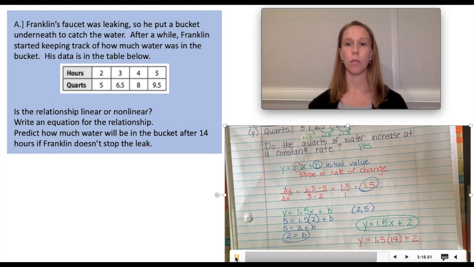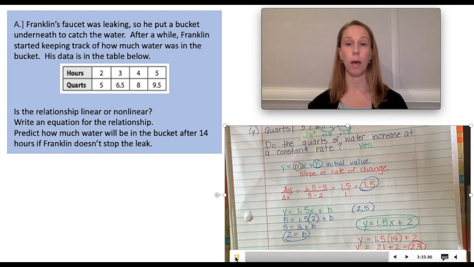So I'm going to take 1.5 times 14 plus 2. If I don't have a calculator, I know 1 times 14 is 14, and half of 14 is 7. 14 plus 7 is 21. 21 plus 2 is 23. So that is the amount of water in the bucket after 14 hours.